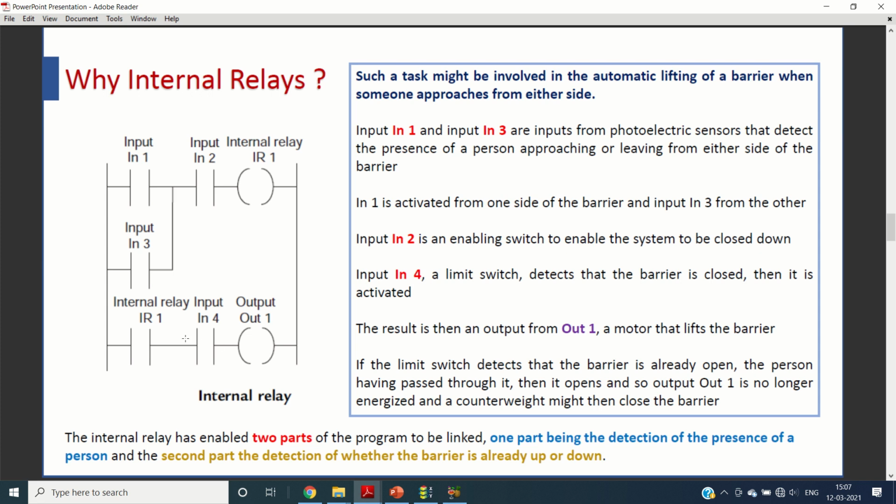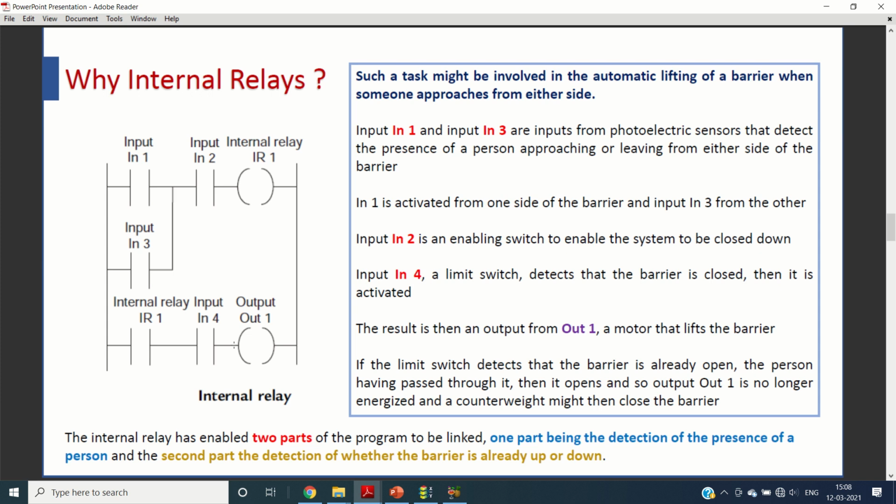Now suppose your barrier is open. Your barrier is open means this is NO, this is open, no current can pass through it. There is no human being, this is open, so there is no signal from the internal relay, so this is going to be open. So this is not connected, this is not connected, so your output will get no supply. And under that circumstance, if there is a proper counterweight arrangement, then the counterweight will close the barrier.